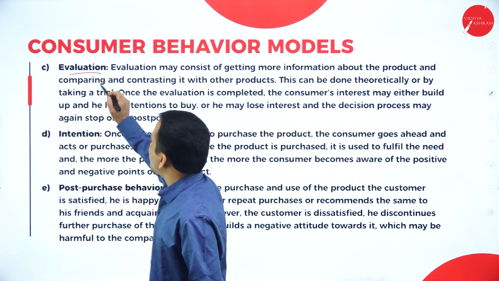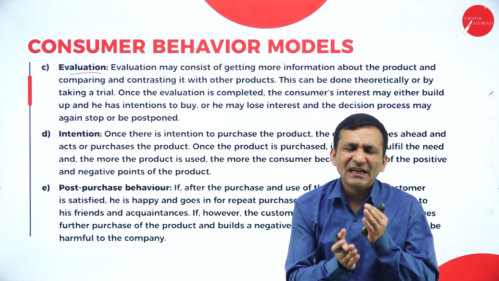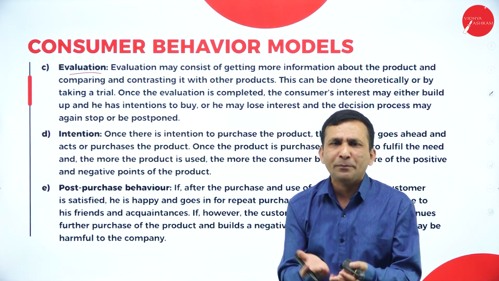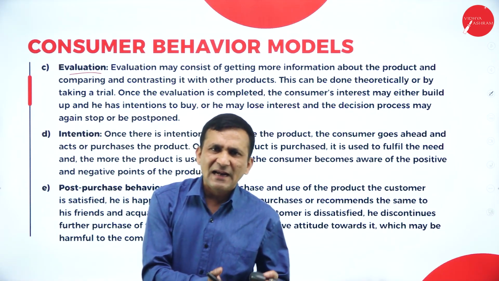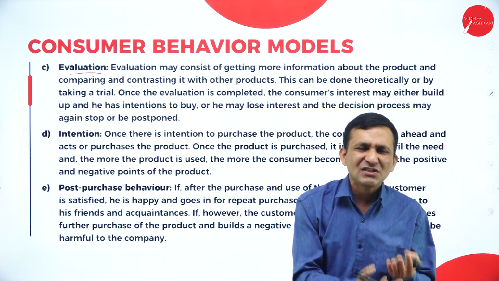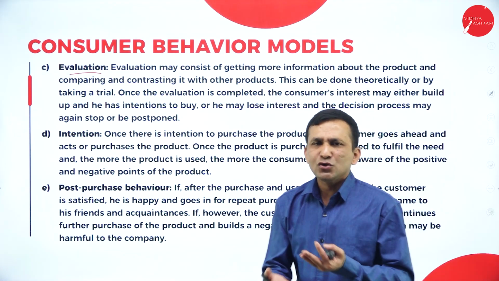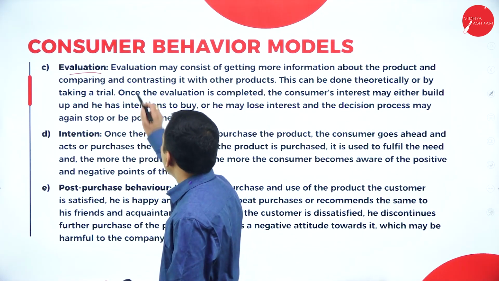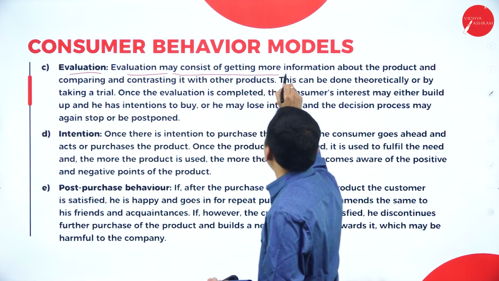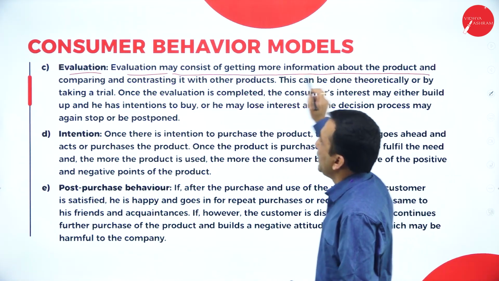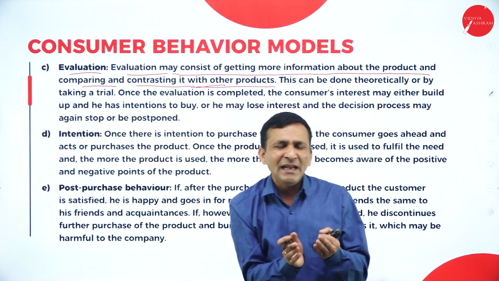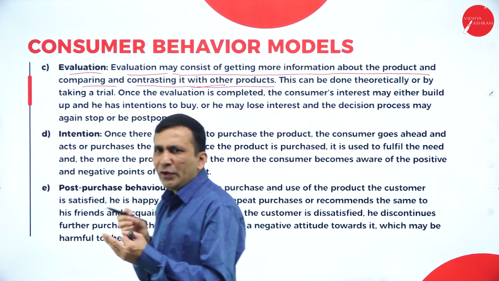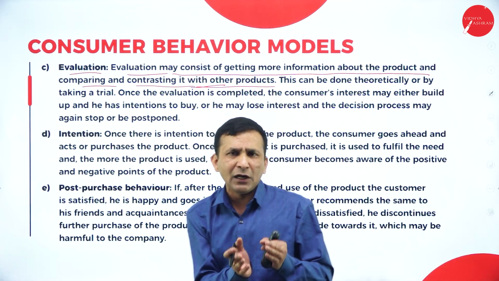Fourth one, evaluation. Each and every consumer goes for evaluating before purchasing if there are any substitutes available, based on price, benefits, and the characteristics of the product. So they go for evaluating. Evaluation may consist of getting more information about the product and comparing and contrasting it with other products, because any company offers a unique product which is not offered by any competitor.